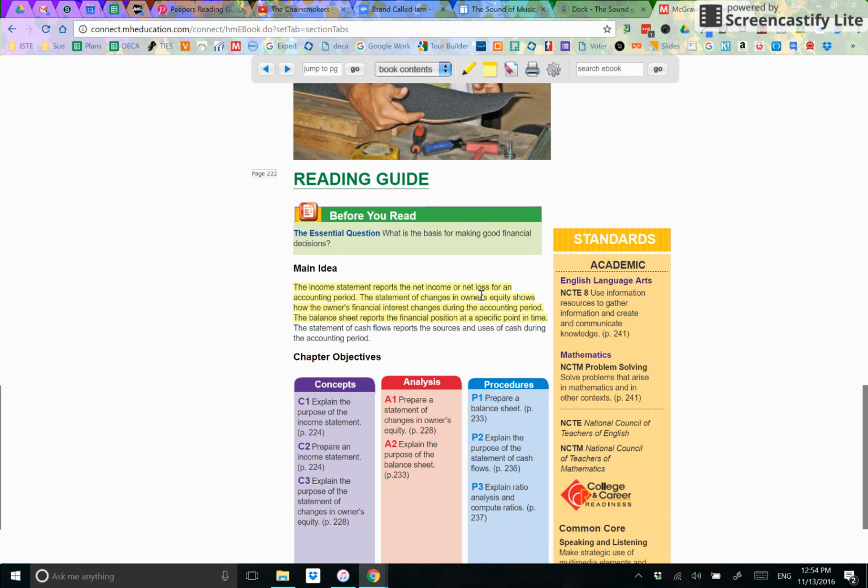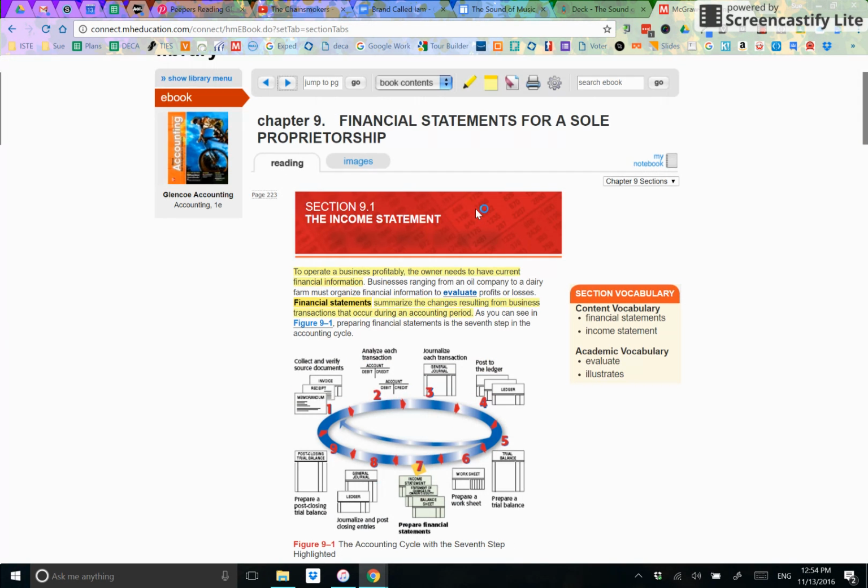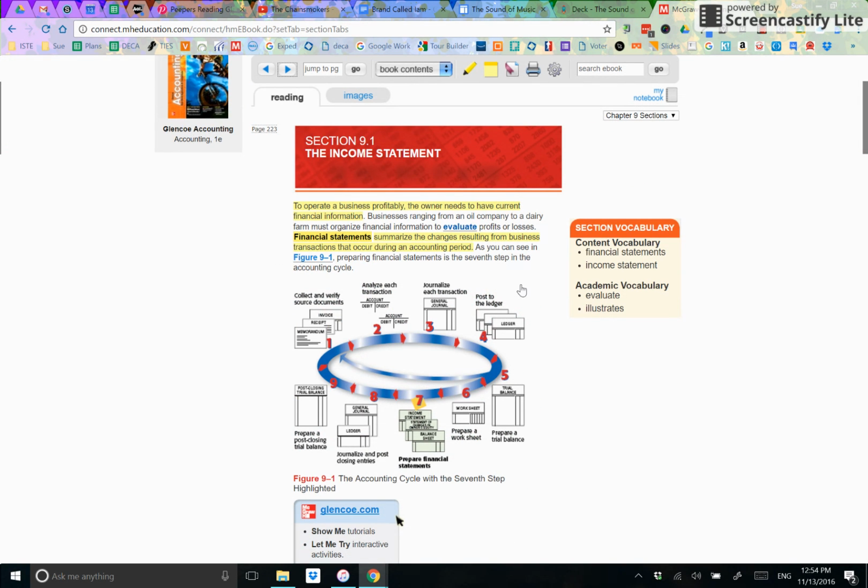And then the balance sheet tells us the financial position of the business at a specific point in time. The book also talks a little bit about a cash flow statement, but we don't actually do one. So we're going to jump into the first section, 9-1, which is the income statement.